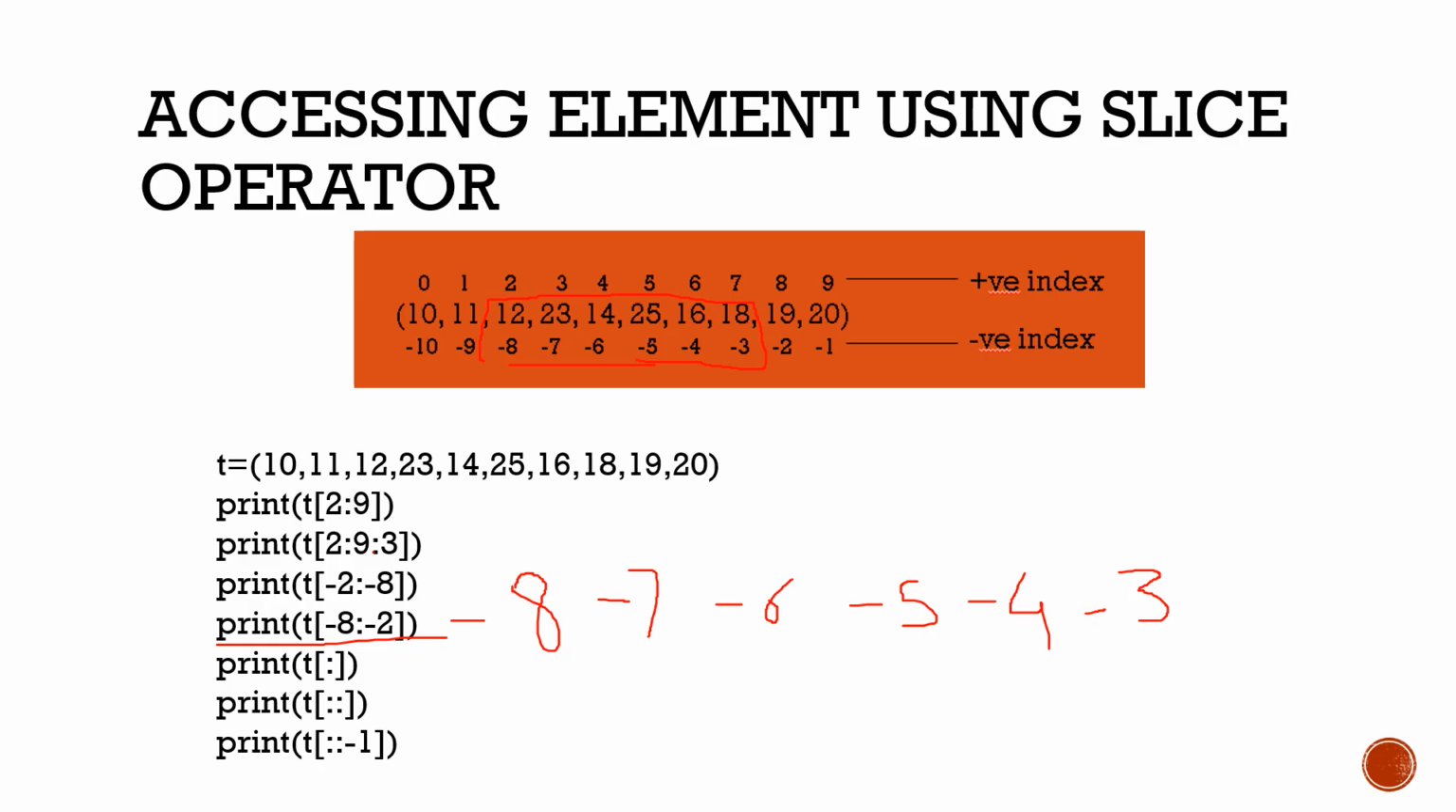Okay. After that, the next one is colon. It means it's going to display the entire tuple. Then colon means entire tuple. Again colon minus 1. Now look here. The step value is minus 1, which means your compiler is going to understand that it will display from the reverse direction.